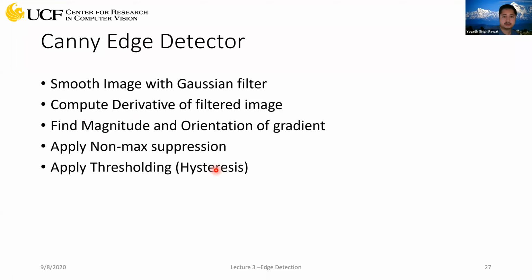So Canny detector, if you compare this to Sobel or Prewitt, instead of mean, we have Gaussian filter. It's still a first order derivative. We need the magnitudes, but we will make use of the orientation of gradients. And these are two extra steps which we can perform on top of this.